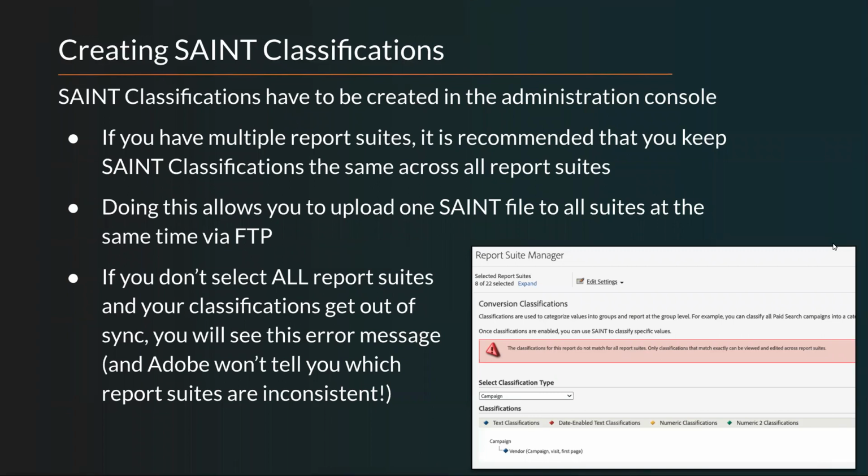But the other reason why you want to keep this consistent is if you don't, and you select a particular report suite or a group of report suites and you want to update them or add new classifications, you're going to see this really scary red box that I'm showing here, which is going to tell you, by the way, you've selected a bunch of report suites and the report suites don't have consistent classification set up across them. Now, of course, Adobe is nice enough to tell you that there's a problem, but they won't actually tell you which report suites are inconsistent. So you have to go one by one, which is a pain, especially if you have hundreds of report suites.